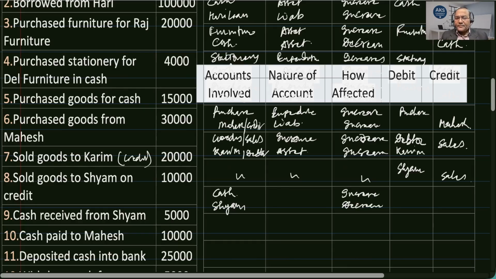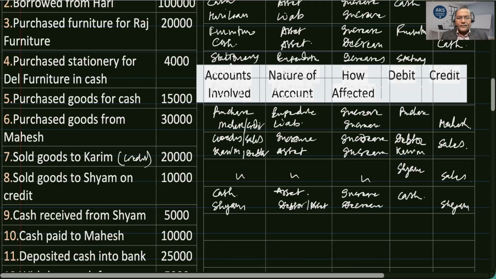Here cash is an asset, and the other account which is debtor, that gets affected, which is also an asset. So how is the entry going to be? Which is to be debited and which is to be credited? Shyam, we have received cash, so cash is to be increased. In order to increase the cash, what do we need to do? We need to debit cash. And for the decrease in asset in the form of debtor, Shyam, who was supposed to pay, has already paid. Therefore the debtor gets reduced to the extent he has made the payment. The name is Shyam, so we will write Shyam. There is a credit to Shyam, as he has made the payment of rupees 5,000. We'll write the amount on both sides, 5,000.